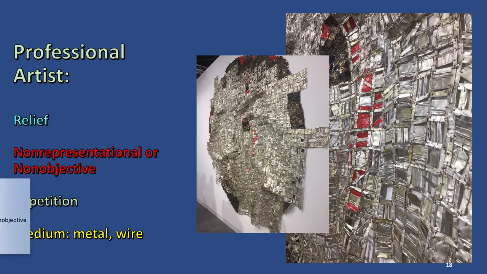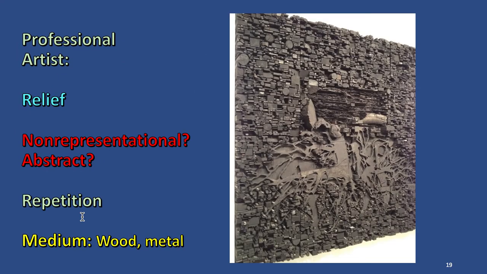This one is made up of little tiny pieces of aluminum, very similar to the aluminum repoussé project we did. Again, it's non-representational. There's no picture. It doesn't represent anything. We have lots of repetition, and there's metal and wire in it.